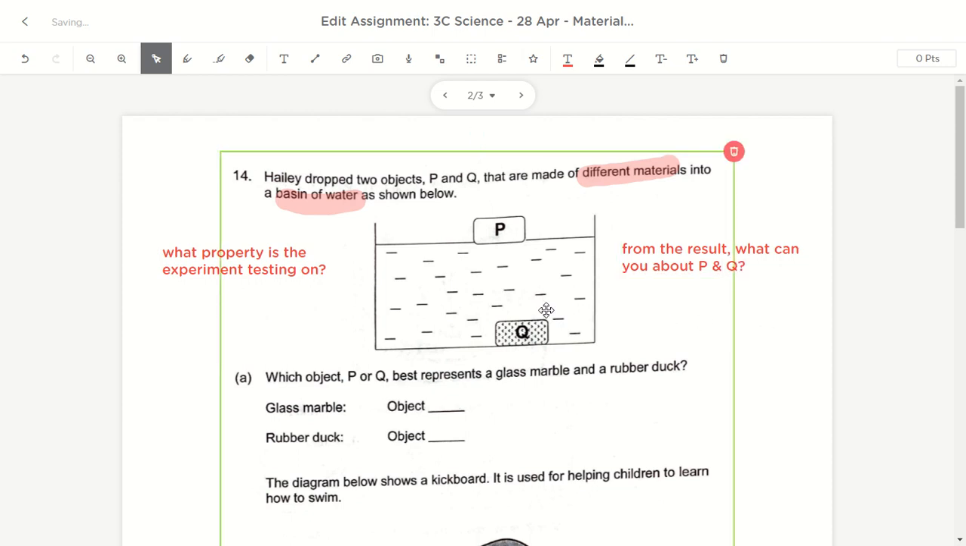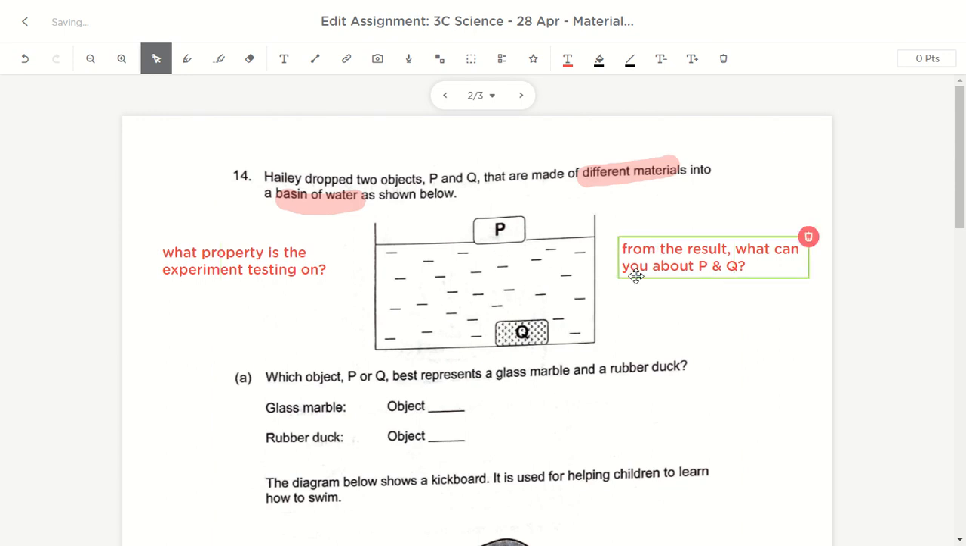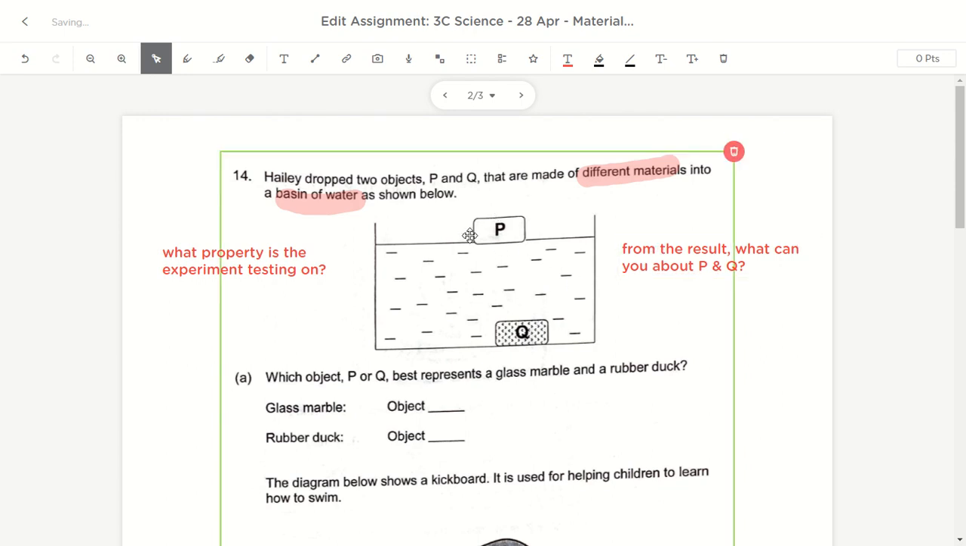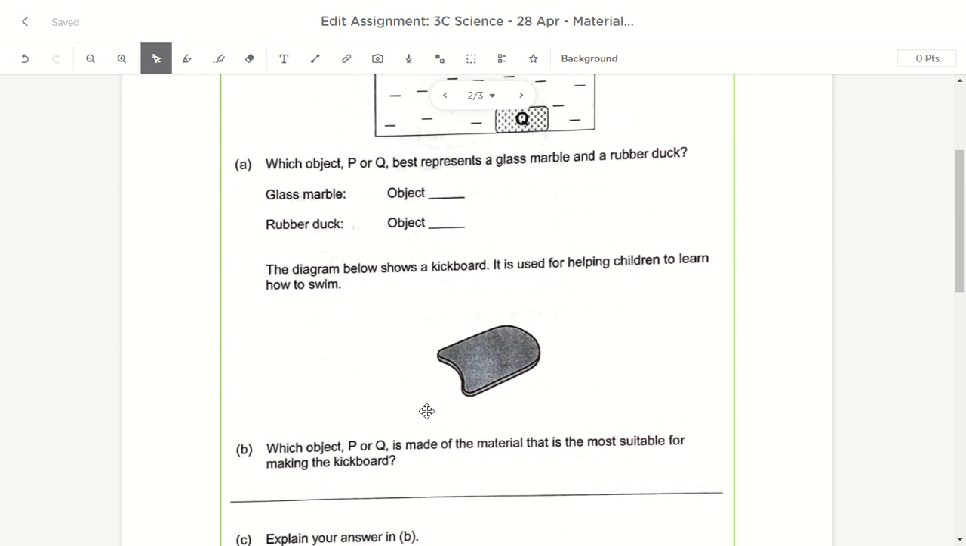So knowing that this is the result, what can you say about P and Q? What's the property of P? What's the property of Q? Okay, so once you understood this, it's easier to do these two questions.